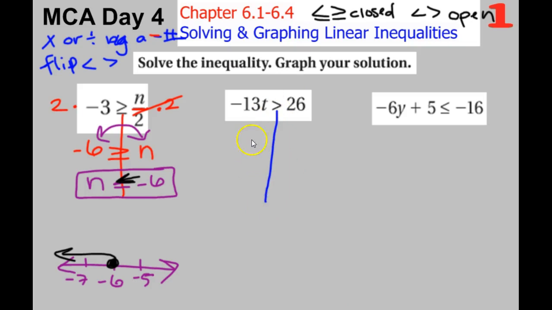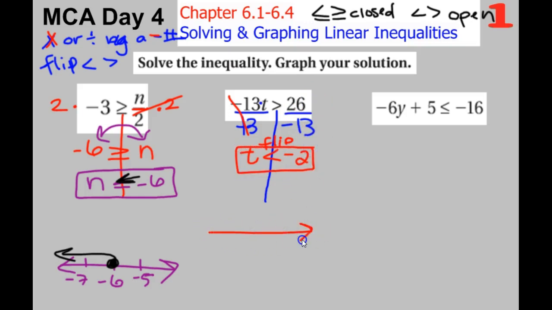Alright, let's try the next one. We want t all by itself, so the opposite of multiplying is dividing. So those are multiplied. We need to divide by negative 13, divide by negative 13. There we multiplied by a negative, so we need to flip our symbol. So that leaves us with t is less than a negative, and 13 goes into 26 2 times.